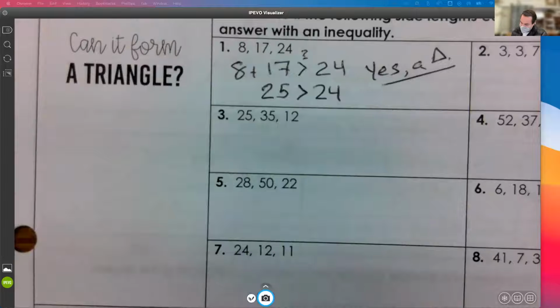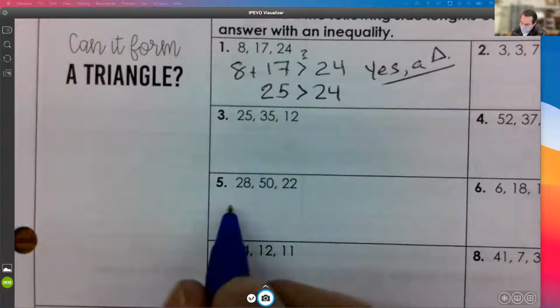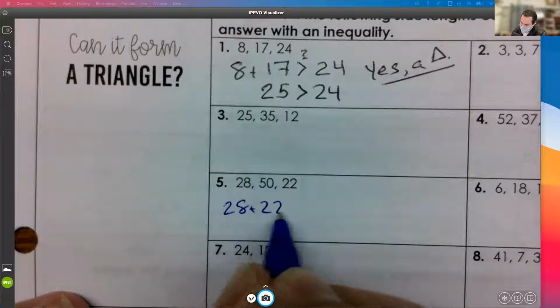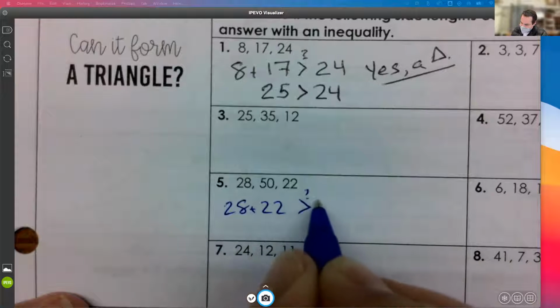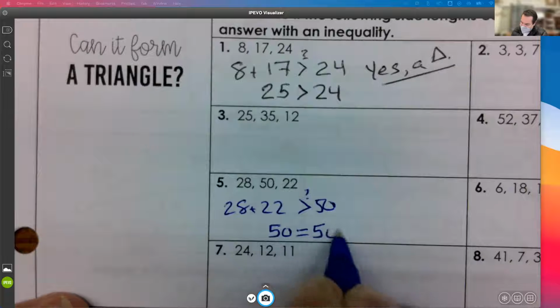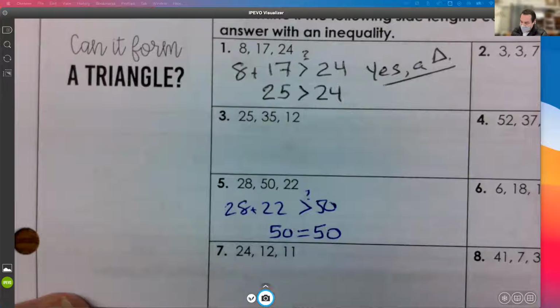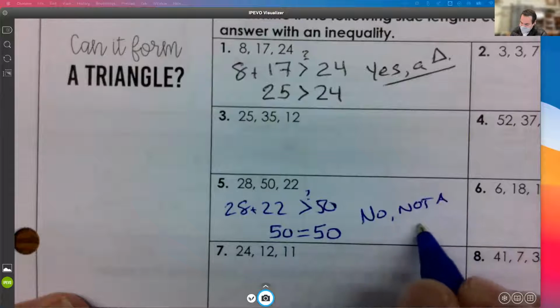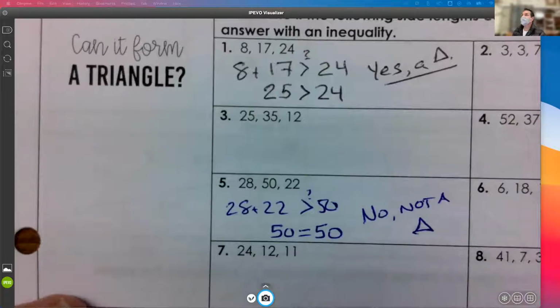How about number 5? How do I start it? 20 plus 22 is greater than 50. And when I add those together, I get 42, which is not 50. That's not greater than, so I say no, not a triangle. Doesn't work.